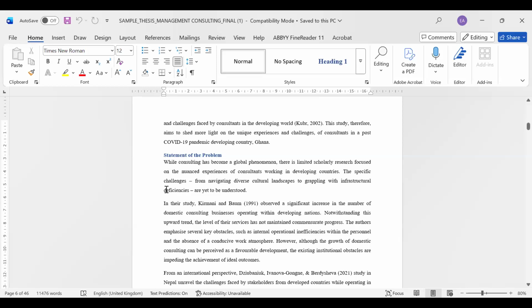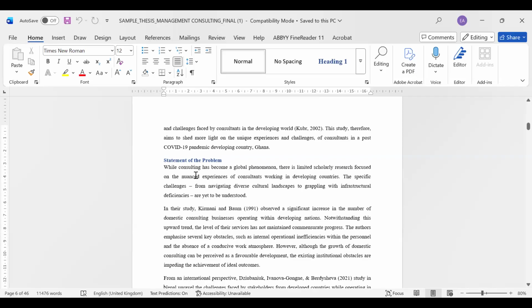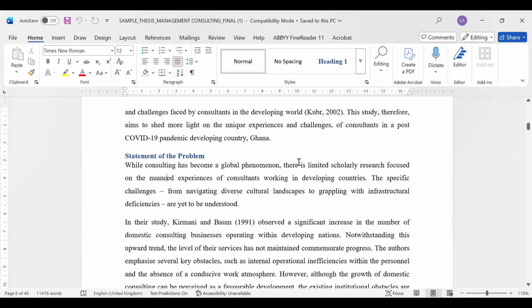And so in this particular statement of the problem, we are looking at experiences of consultants in Ghana. It talks about the fact that while consulting has become a global phenomenon, there's limited scholarly research focused on the nuanced experiences of consultants working in developing countries. So right off the bat, we are being told that, yes, there are a lot of studies about consultants in more developed contexts. But if you check on Google Scholar, you will not find that much information as at 2023 when this was done. The specific challenges, from navigating diverse cultural landscapes to infrastructural deficiencies, are yet to be understood. So you hint at what the issue is.